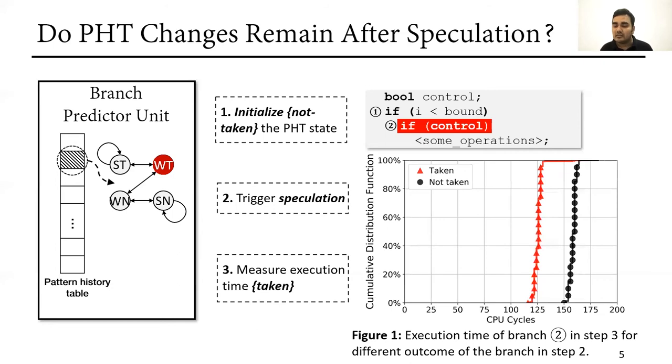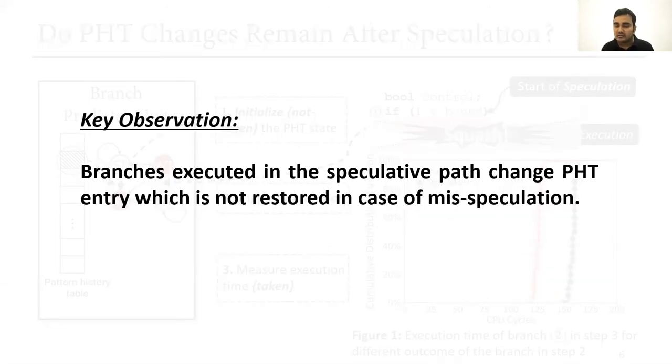Figure 1 shows the execution time of the targeted code block in step 3 when the outcomes of branch 2 in a speculation are different. Here we observe that if the speculated branch 2 is taken, which is the same as the actual outcome of branch 2 in step 3, we observe consistently shorter execution time. On the contrary, if branch 2's outcome in step 2 is different, we see longer execution time. Based on this experiment, we reached the observation that branches executed in the speculative path change the PHT entry, which is not restored even after speculation is corrected.